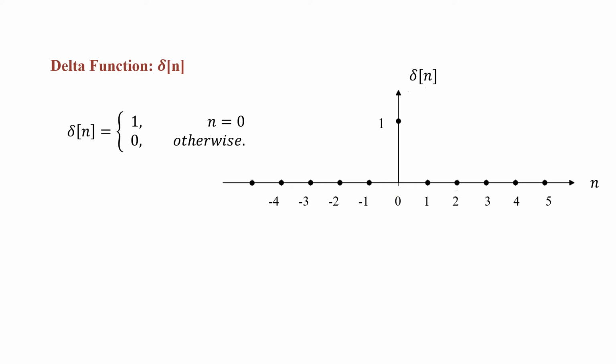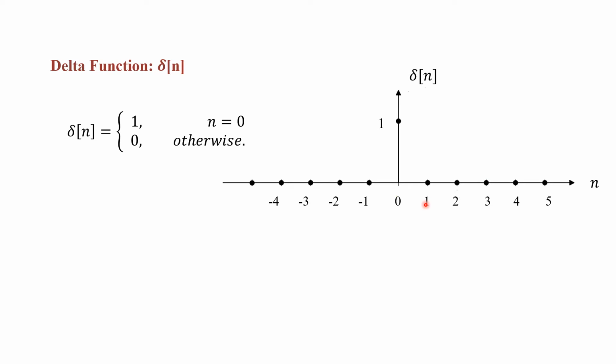On the other hand, the delta function, or the impulse function, is defined as delta n is equal to 1 at n is equal to 0. So when n is equal to 0, the output of the delta function is 1. Otherwise, it is equal to 0.